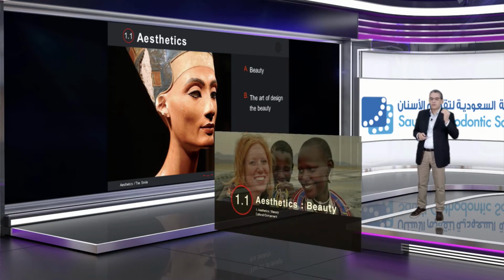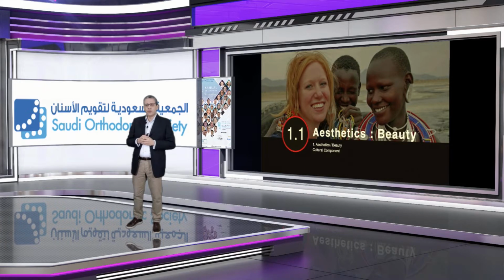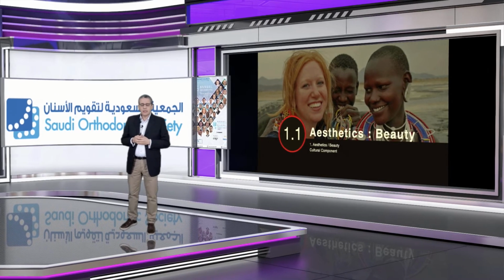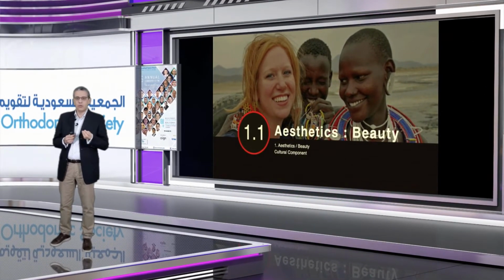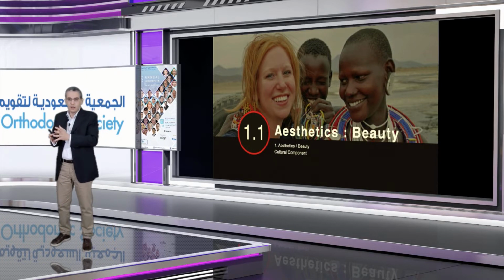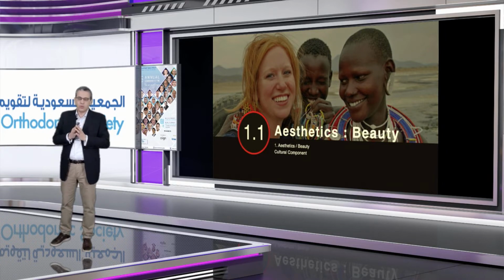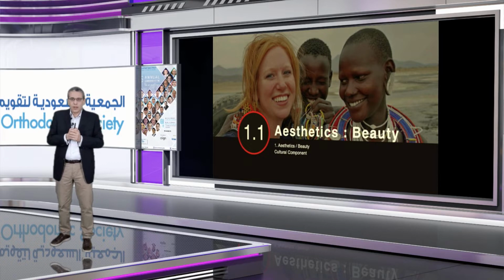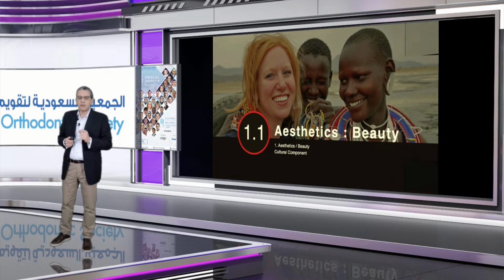And the second component of this word, beauty, is the cultural component, and this is also important to take into consideration, especially in an area where we have a lot of ethnic groups. We cannot, for example, treat a big protrusion in the same way in a Caucasian face or in a sub-Saharan face. For a sub-Saharan face, we can tolerate a big protrusion, but in our ethnicity, we cannot tolerate a big protrusion. A patient doesn't want it, so we must correct it. So this cultural component is important.